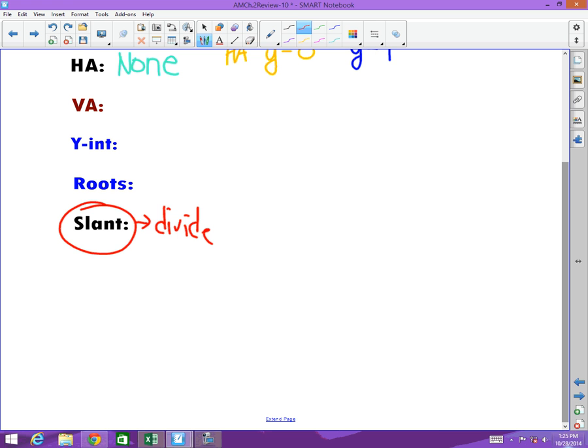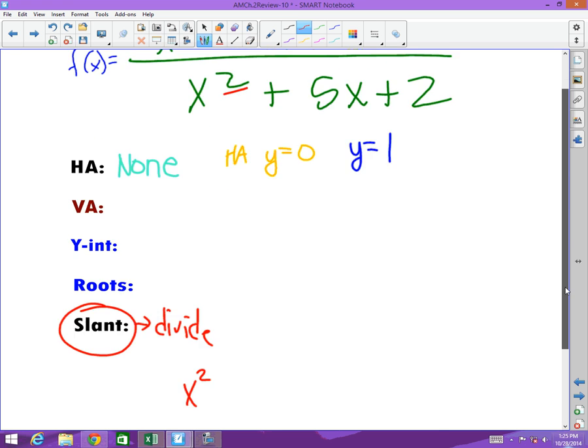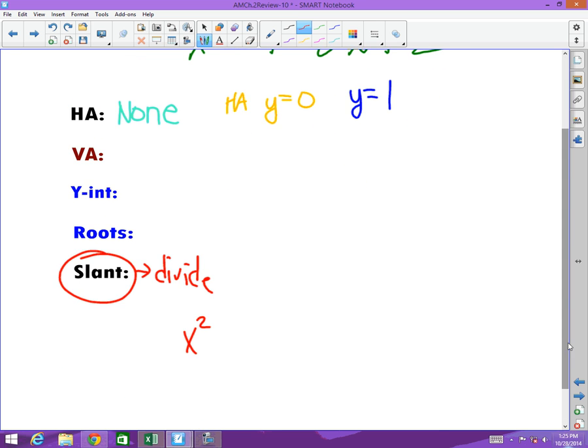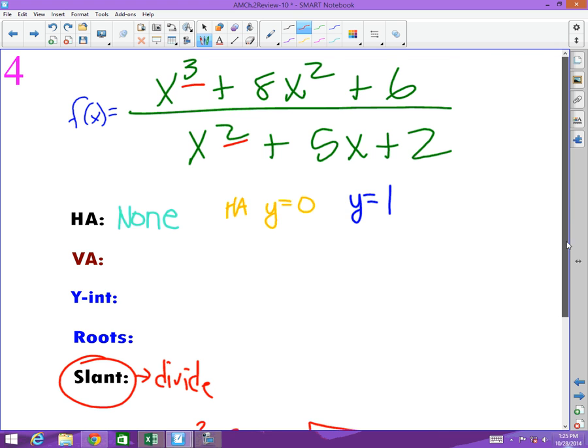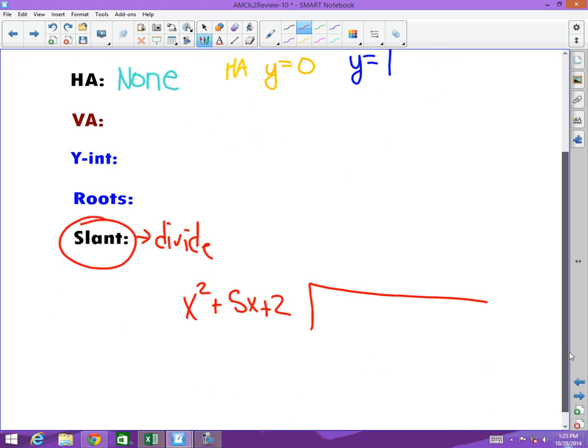So you have to take x squared plus 5x plus 2 and divide it into x cubed plus 8x squared plus 6. And so x squared goes into x cubed x times. When you multiply that, you get x cubed plus 5x squared plus 2x. And you probably should move that 6 over there.